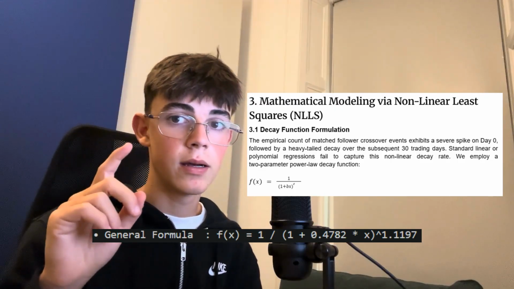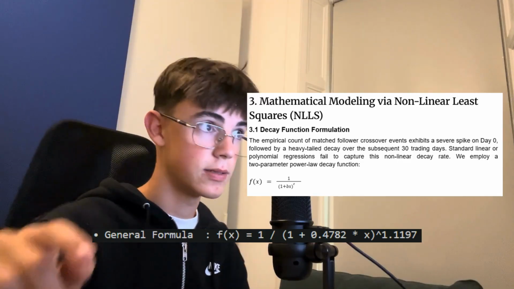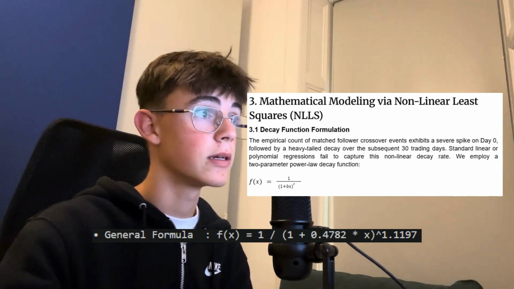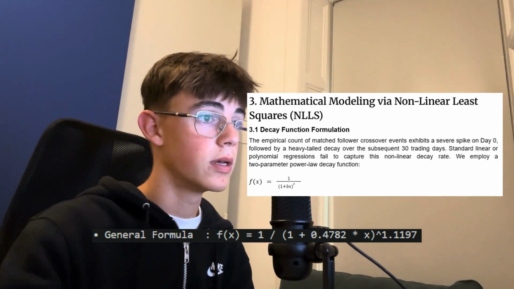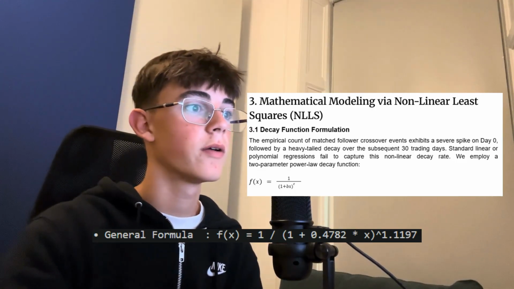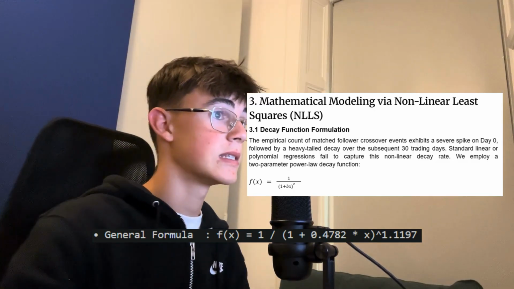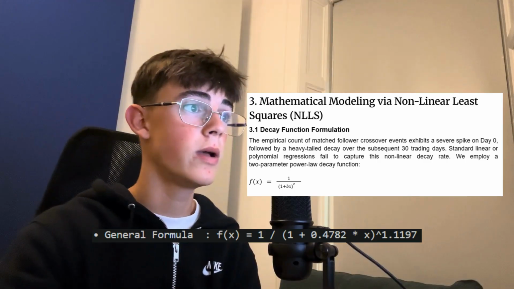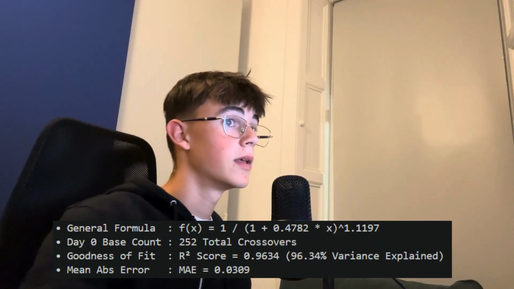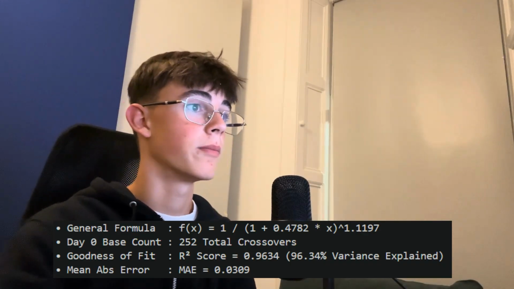Okay, so the function is of type 1 over 1 plus b x to the c. I'm only going to tell you the coefficients for the total events. Machine learned on 1,410 events, the B coefficient is 0.4782 and the C coefficient is 1.1197, with R squared as 0.9419.